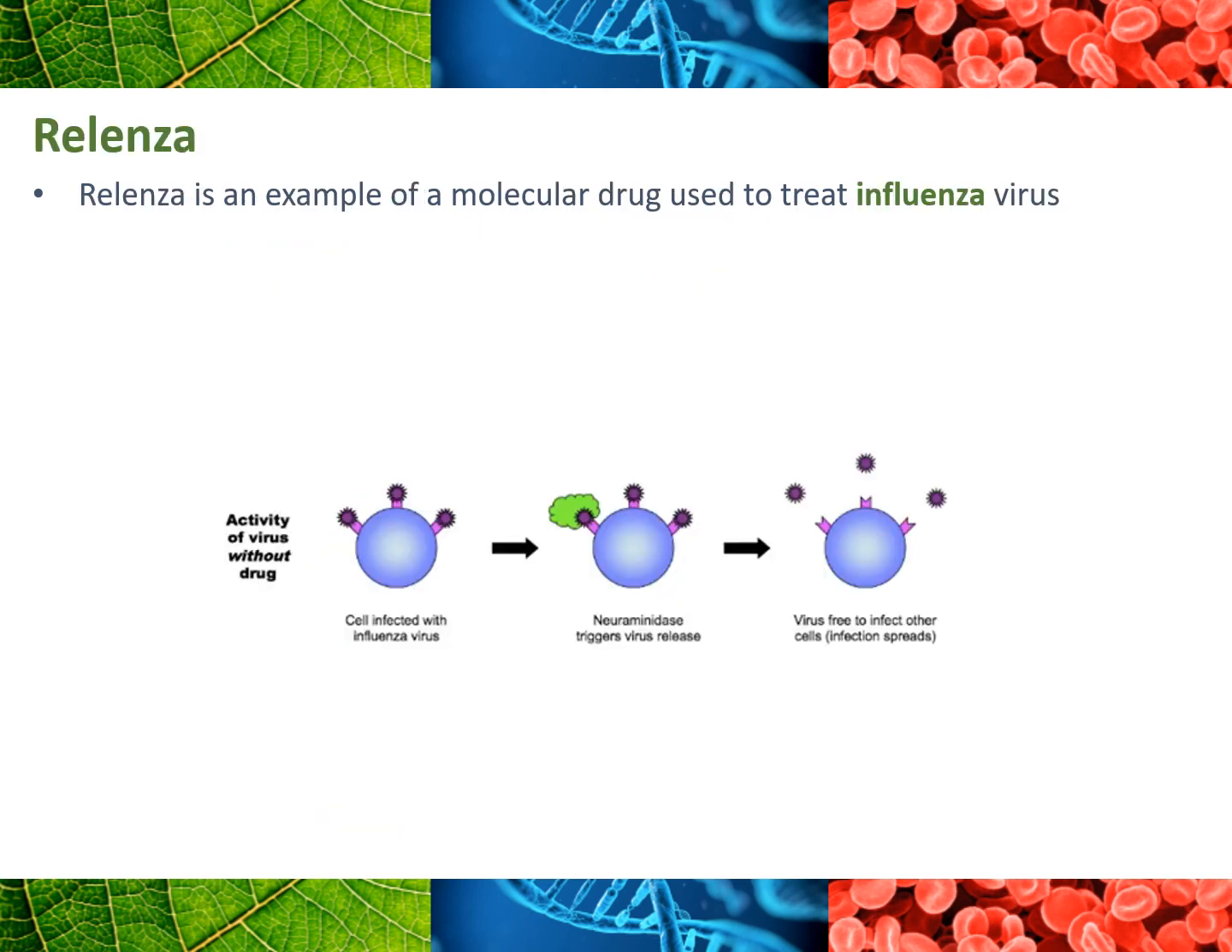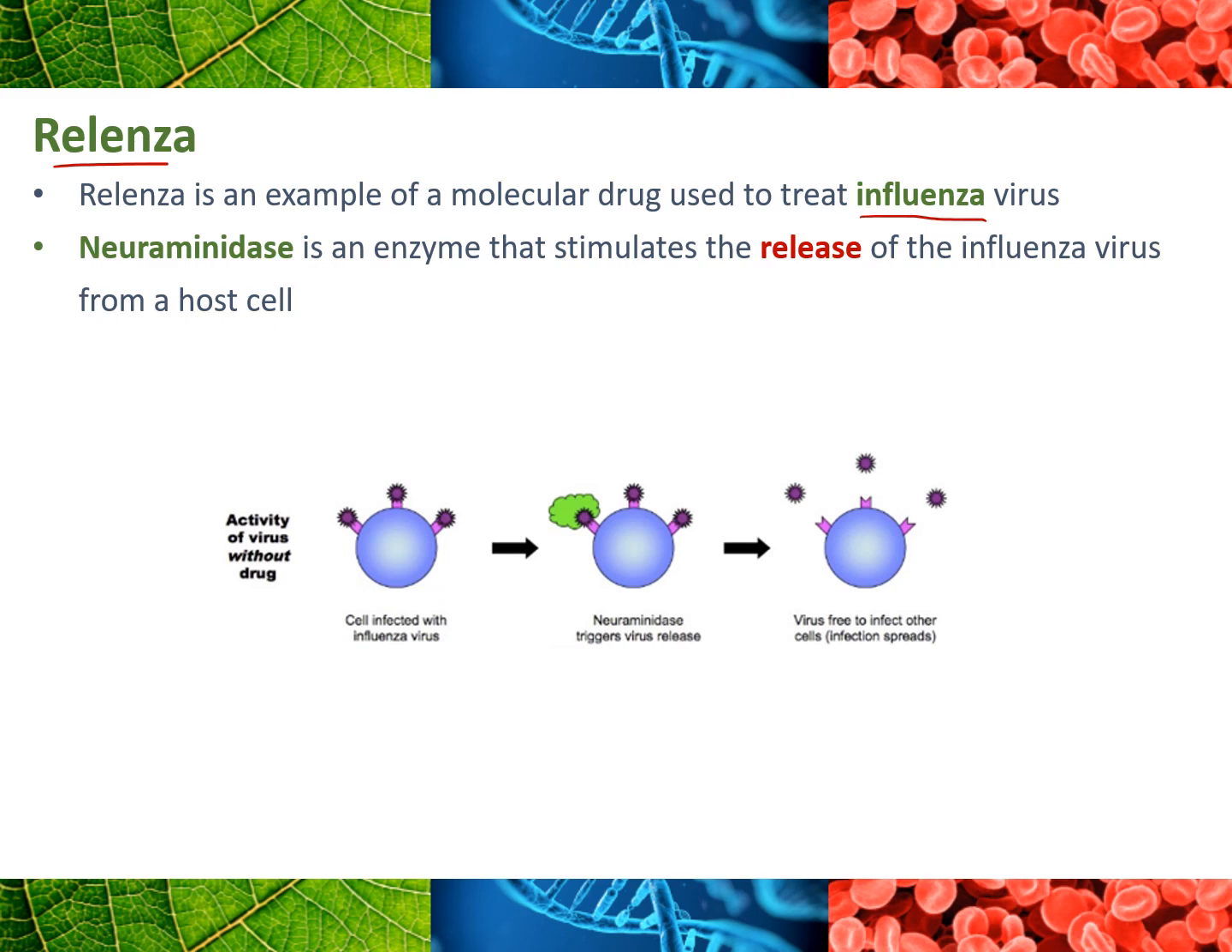A specific example of this is a drug called Relenza, and this is specified in the study design. This was an Australian designed drug, but Relenza is an example of a molecular drug, so it was made using rational drug design that is used to treat the influenza virus. So when someone has the influenza virus, there's an enzyme called neuraminidase. It's a long name. Neuraminidase is the enzyme that stimulates the release of the influenza virus from a host cell.